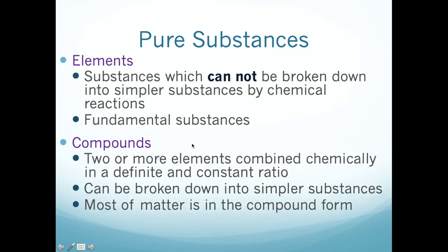Okay, so the key thing to determine here is that you can't break down an element into any simpler substance, at least through chemical reactions. Atoms are the simplest building blocks as far as chemistry goes, so we can't break them down further, at least not through simple ordinary chemical reactions. In a compound, though, it is possible to break those molecules into their constituent atoms, into their constituent elements.